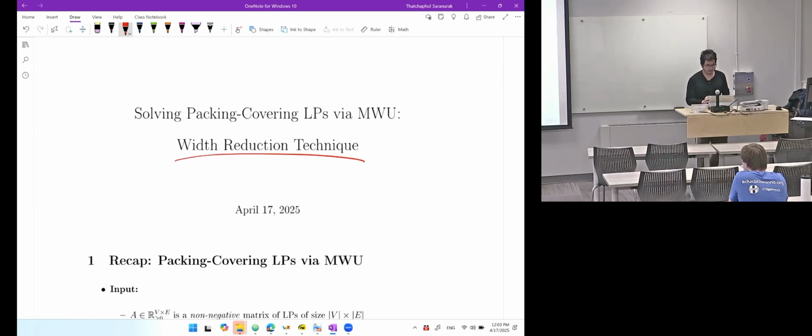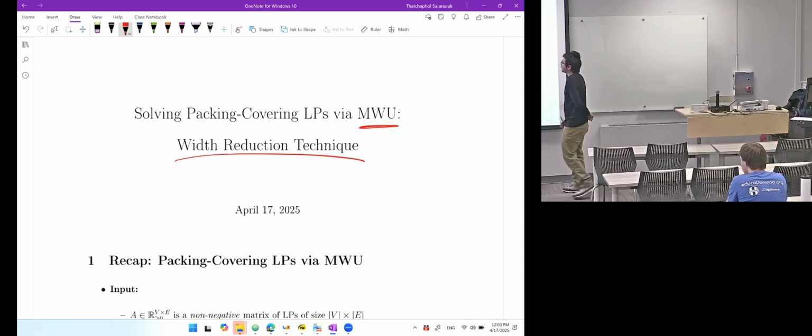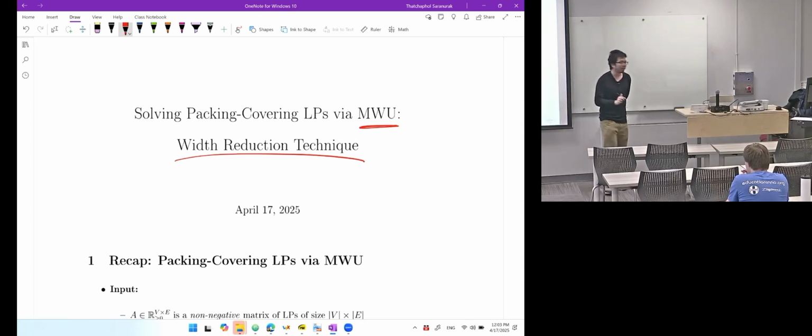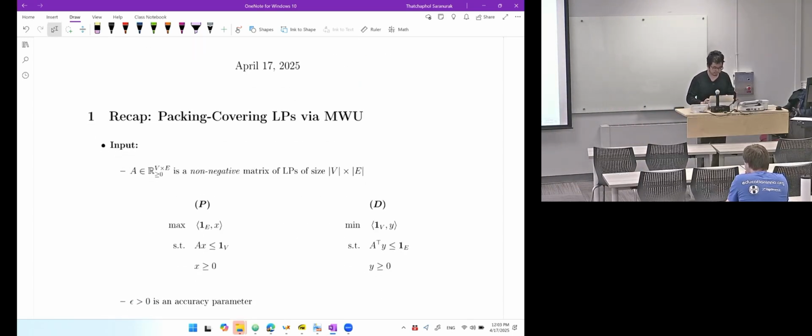We'll basically continue talking about multiplicative weight update. And you will see what I mean by width reduction. Okay, so let me recap what happened last time.